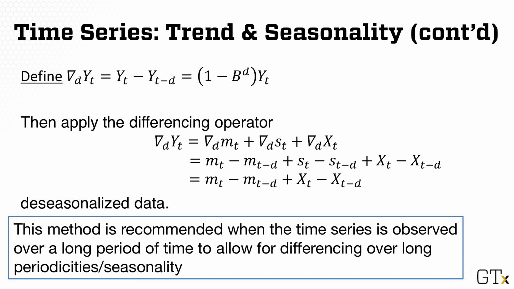Last, we can also use differencing to remove the trend and seasonality jointly. If we have seasonality or period d, the differencing operator applied to the time series y_t means that we take the difference of y_t and y_{t-d}. If we decompose further this difference, we also have m_t minus m_{t-d}, which could also remove the trend if the trend is slowly changing. Generally, this method is recommended when the time series is observed over a long period of time to allow for differencing over long periodicity's seasonality.